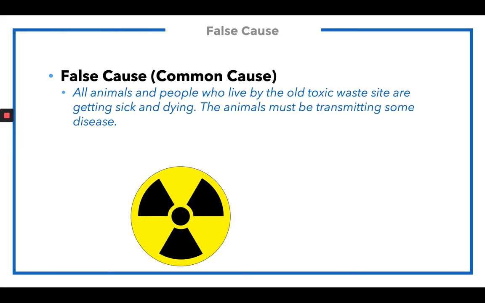Finally, there might be some sort of common cause that explains why you're misattributing causation to a different thing. So in this example, the argument goes like this. All animals and people who live by the old toxic waste site are getting sick and dying. The animals must be transmitting some disease. So here there's this question about why are people getting sick, and the solution, according to the arguer, is that animals are giving the humans some disease. But we know that it's not that the animals are giving the humans the disease. It's the toxic waste site. It's the toxic waste site that's causing the animals to get sick, and it's causing the humans to get sick. It's not that it's causing the animals, which is causing the humans.